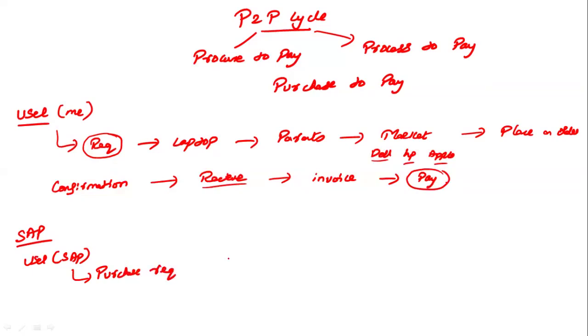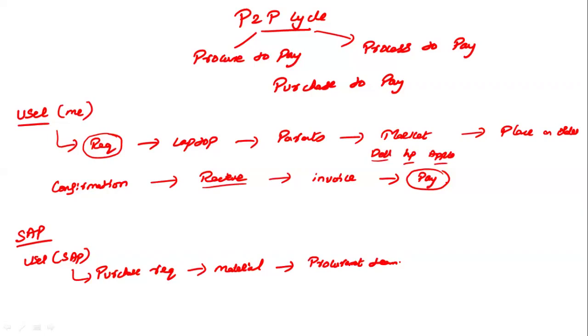In SAP terminology, it is a purchase requisition. Let me take the same item. There is a requirement of a laptop. This laptop is called a material. And the user is having a requirement, so that requirement is called a purchase requisition in SAP. He needs some material, so he is raising the request to the procurement team.